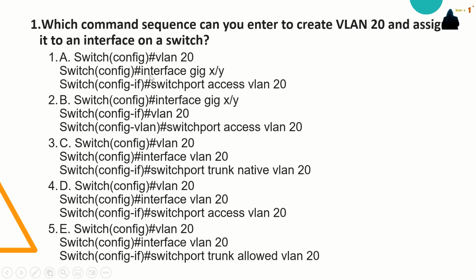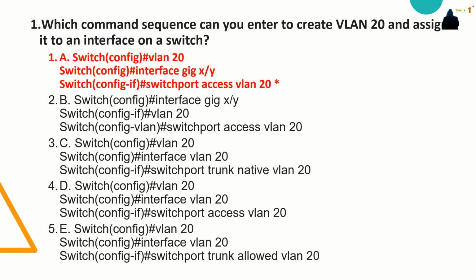But you should enter the interface, gigabit or fast Ethernet 0/1, 0/2, 0/3. And under the interface, you should configure switchport access vlan 20. And this is correct. This other one is not correct because you cannot go to a VLAN 20 interface, and you cannot configure under VLAN. You should assign the interface to the VLAN. And number 1 is true.